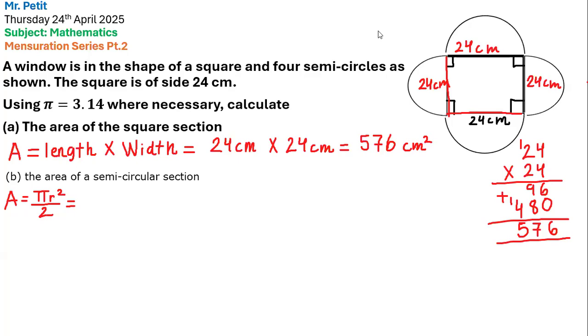Class, what is the formula for the area of a semicircle? Pi r squared divided by 2. Very good. And Lionel, what's the formula for the area of a semicircle? Lionel. Can't really hear from Lionel. The formula for the area of a semicircle. Wouldn't it be like the radius or something like that?